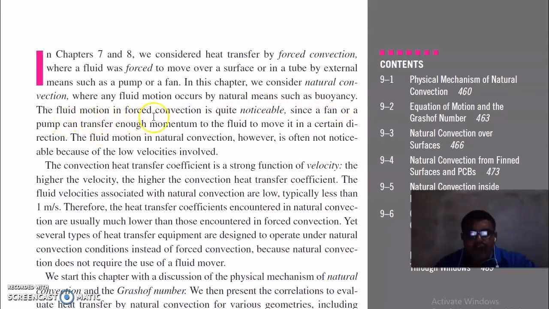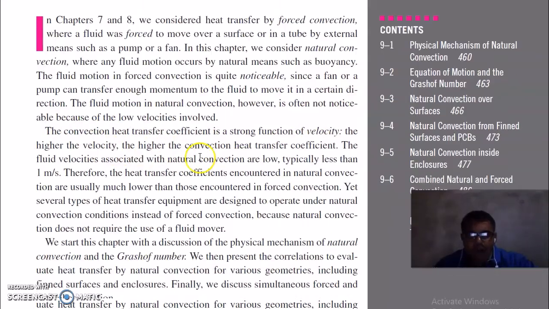The fluid motion in forced convection is quite noticeable, since a fan or a pump can transfer enough momentum to the fluid to move it in a certain direction. The fluid motion in natural convection, however, is often not noticeable because of the low velocity involved.